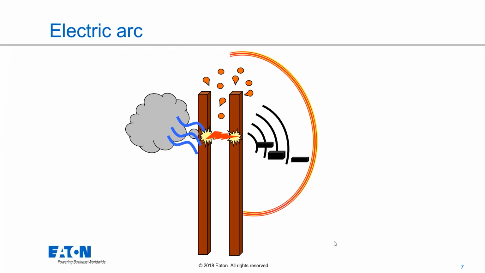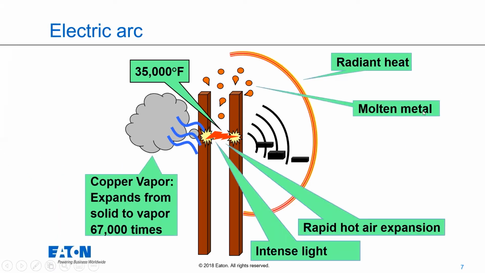That electric arc is insanely hot. 35,000 degrees Fahrenheit is the temperature of that electric arc. As a result, you have radiant heat coming off of it. You have molten metal, and any conductors around there a lot of times start to melt or instantly vaporize. When copper goes from a solid to a vapor, it expands rapidly, and that rapid expansion is what causes the arc blast. There's also a lot of intense light and rapid hot air expansion. In addition to the copper vapor, there's hot air expanding.